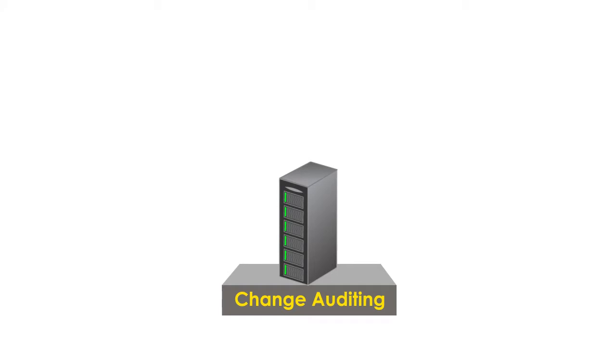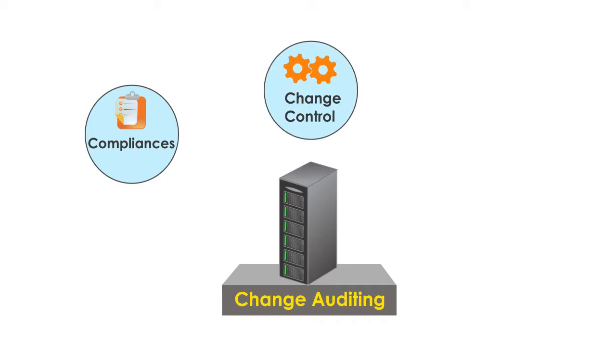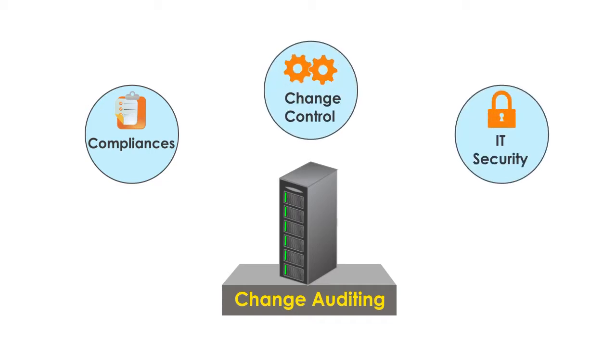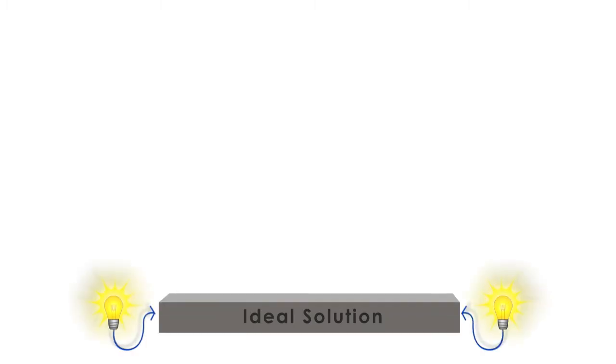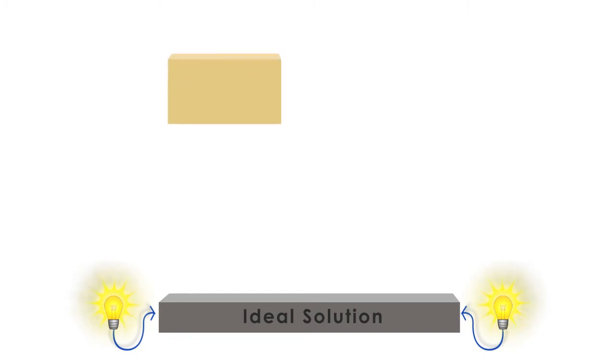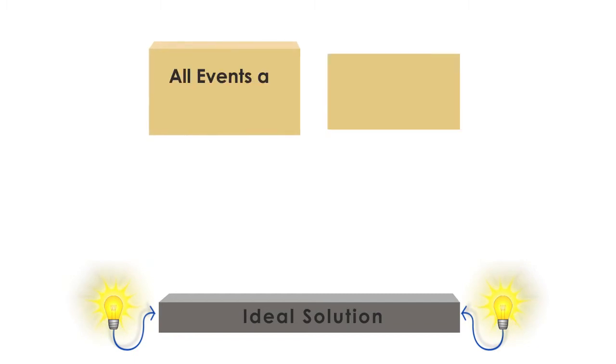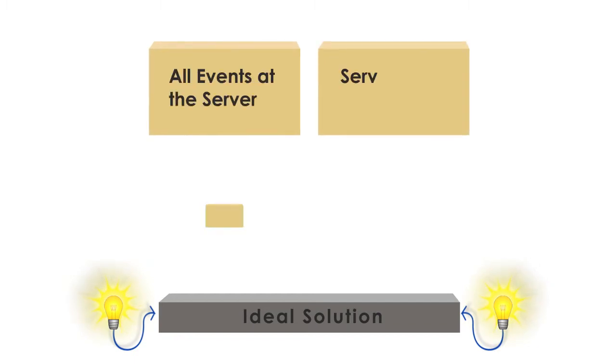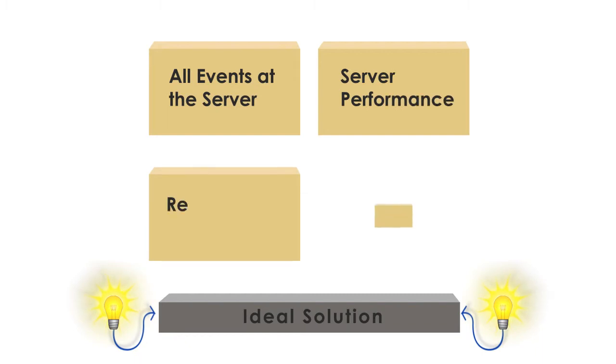Change auditing of the server configuration is not only a necessity because of compliances, but it is also an integral component of change control to secure the IT infrastructure. The ideal solution should audit every change in the server settings without any exception. In addition to highlighting the impacted object, it should bring out the before and after value of every modification in the configuration. There should be a way to keep a continuous check on all the events in the environment, server performance, and resource consumption.